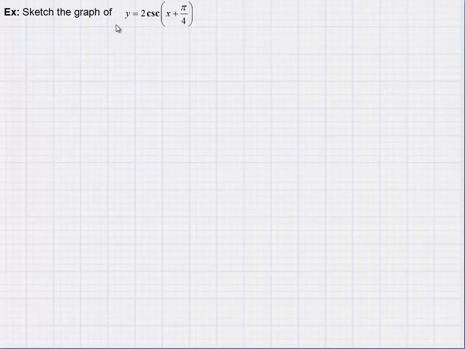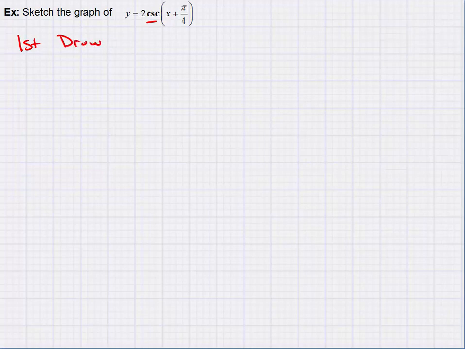I think maybe a couple of examples might clear some of your questions up a little bit more now. So let's draw the graph of this function. This is a cosecant function, and it's 2 cosecant of x plus pi fourths. Now in order to do this, what I'm actually going to do first is draw y equals 2 sine of x plus pi fourths. And then I'm going to fill my cosecant graph into that.